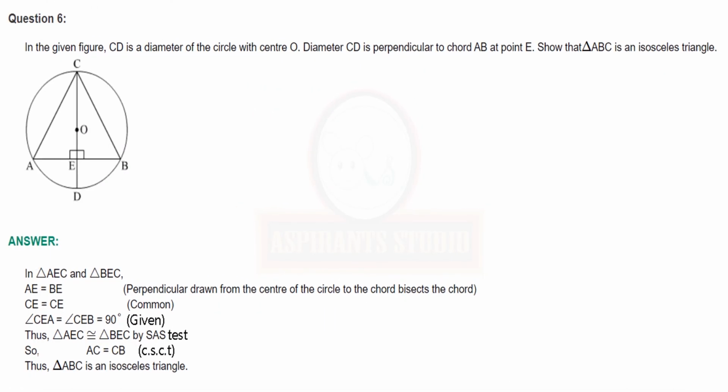Question number 6. In the given figure, CD is the diameter of the circle with center O. Diameter CD is perpendicular to chord AB at point E. Show that triangle ABC is an isosceles triangle. See figure 6.21 in the textbook page number 87.